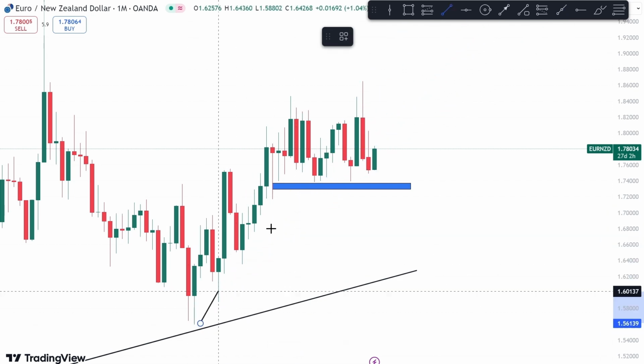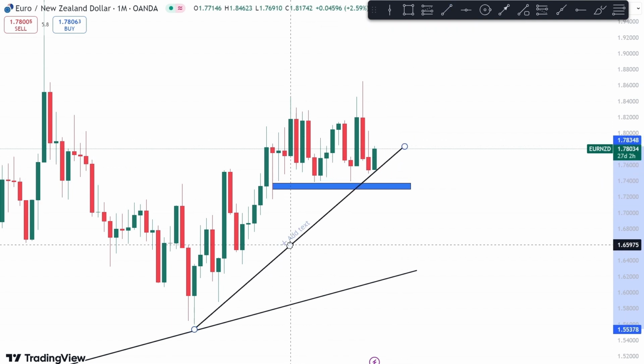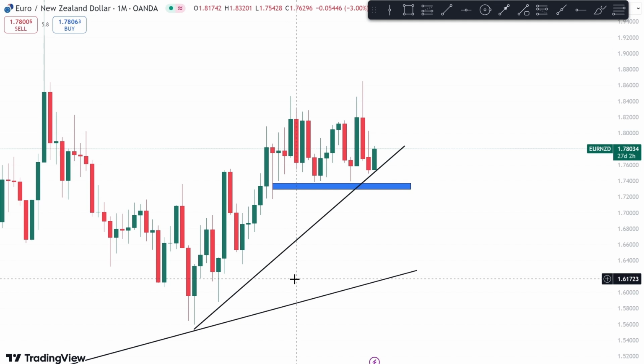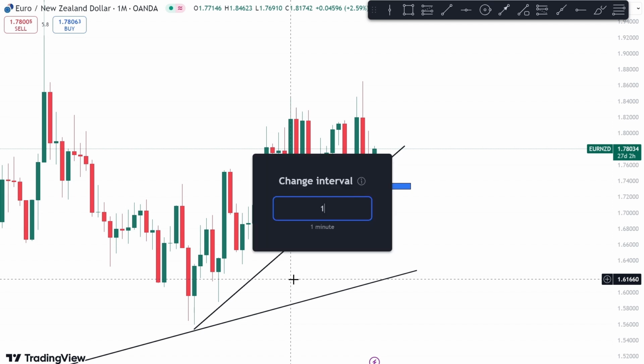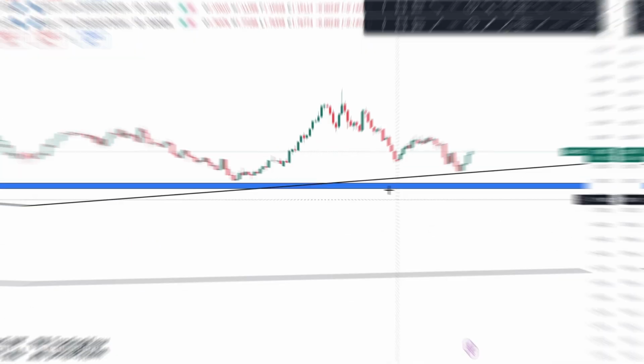Another factor that is very interesting is when I draw a trend line like that, you can clearly see that price is at our trend line, and there's a very high chance that price might just push all the way to the upside. So I want us to go onto a smaller time frame like our daily chart and see what price is actually doing there.